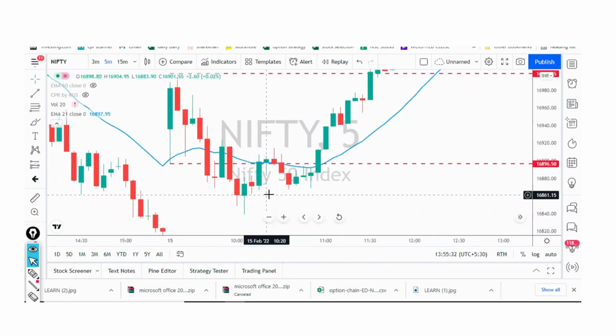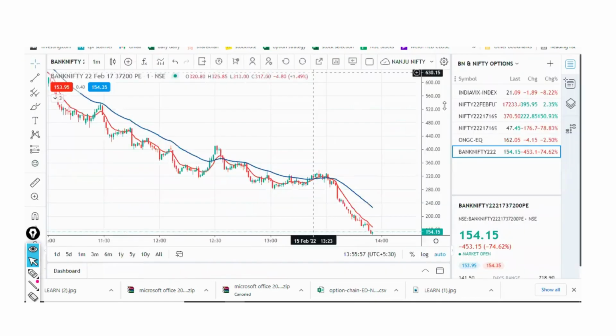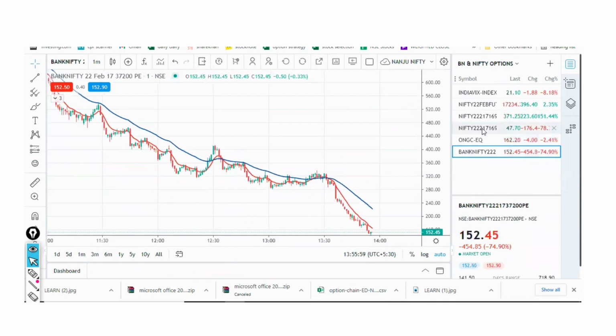This is a green candle, and this is 16,905 and 16,883. So the range is perfect. So we have to initiate a buy trade on this. We need to buy above this. This is 10:20. So here, let's go to the chart, the option chart.